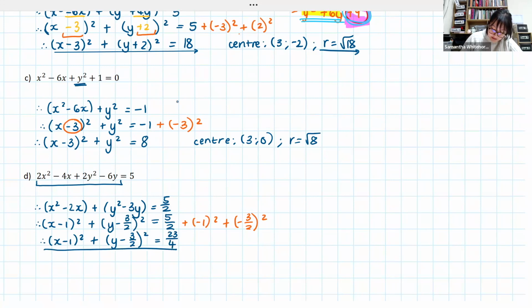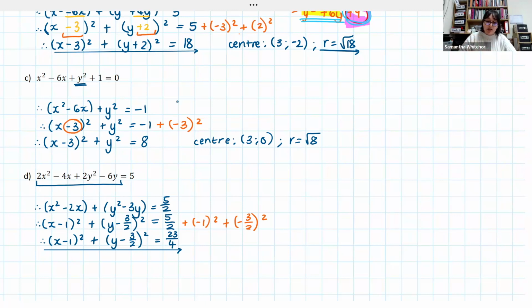You know what the center is. You know what the radius is. Done. So do not let fractions intimidate you. You don't change your method. You don't change anything that you're doing. You do it exactly the same. Yes, granted, there's fractions now, but it doesn't change anything that you do.